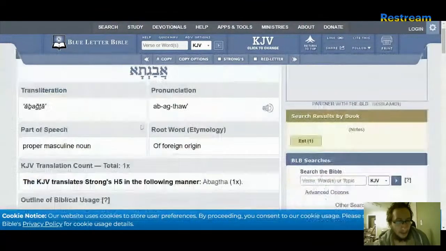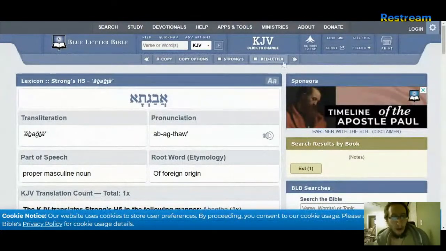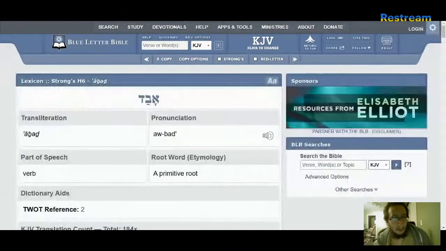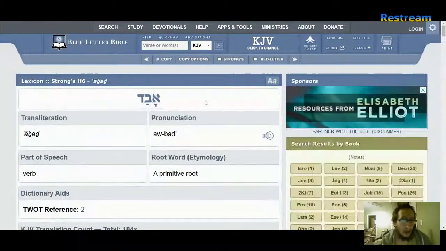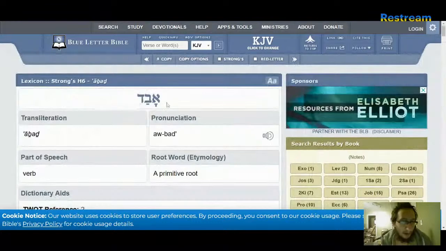Now these are names. So there's various names in the Bible that start with Ab. So Abgata. Okay, but now then it comes, the next word is Abad. All right, so now we're going to go with Abad for our next word. Before that, I just want to check one thing here.